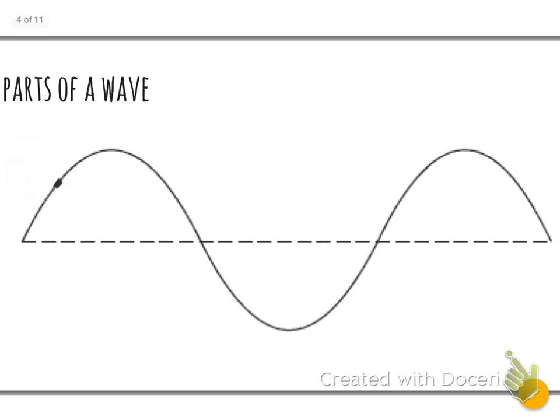Think about the ocean: the wave goes up, it goes down, it comes back up, it goes down. It repeats the same motion over and over again. Same thing with light when it is acting as a wave. But there are different parts of that wave that we want to be able to identify. So we have a part called the crest. This is a crest, and this is a crest.